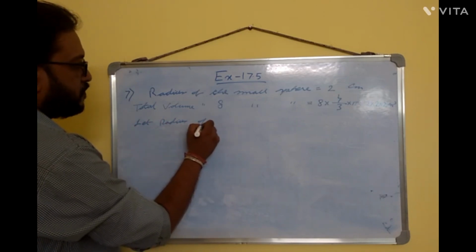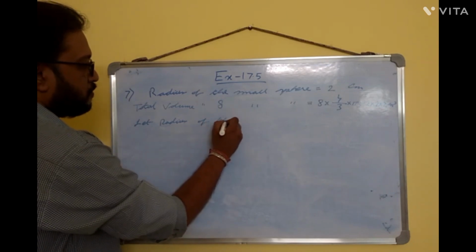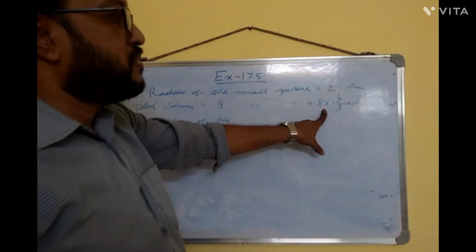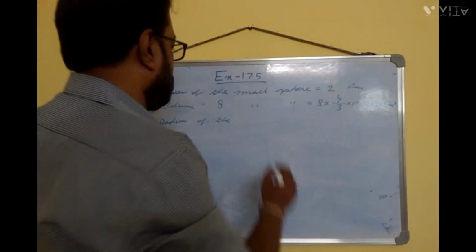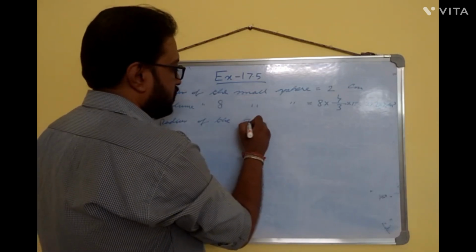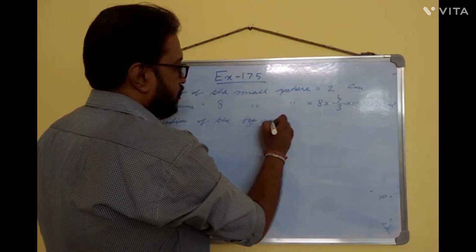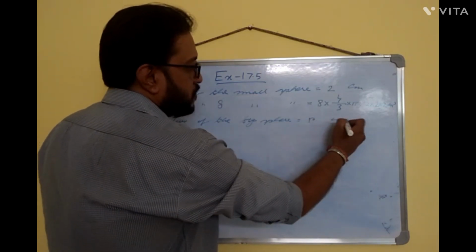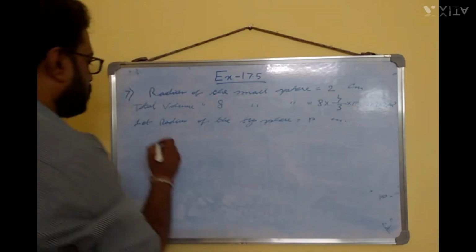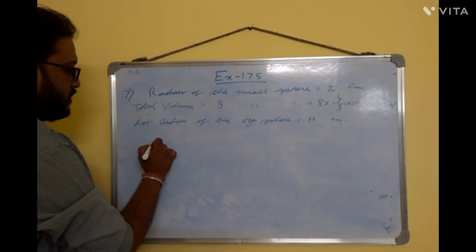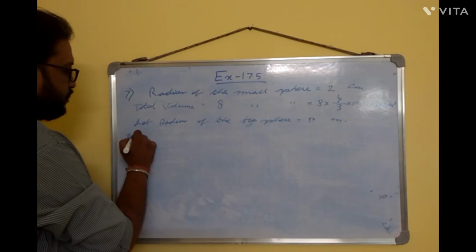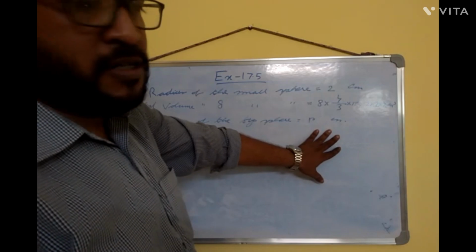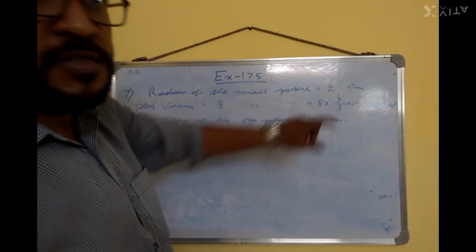Let the radius of the big sphere, or the single sphere, because I am melting these 8 spheres and creating only one sphere. So the radius of the big sphere is equal to r centimeter. So easily I can say, according to the formula, that the volume of the big sphere is equal to the volume of the 8 small spheres.